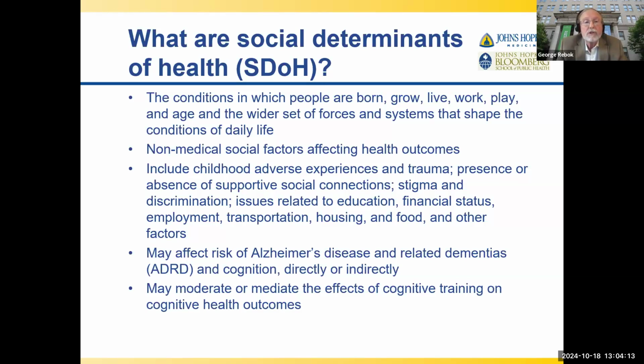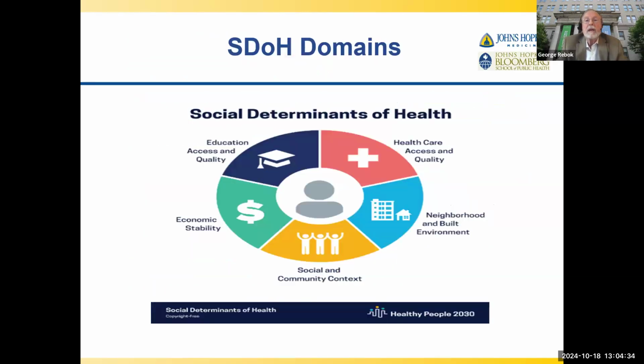And these social determinants may affect the risk of Alzheimer's disease and related dementias, or ADRD, and cognition either directly or indirectly. And they may moderate or mediate the effects of cognitive training on cognitive health outcomes. Now, the Healthy People 2030 report grouped these social determinants of health into 5 domains that you see here in the graph: economic stability, education access and quality, healthcare access and quality, neighborhood and built environment, and social and community context.